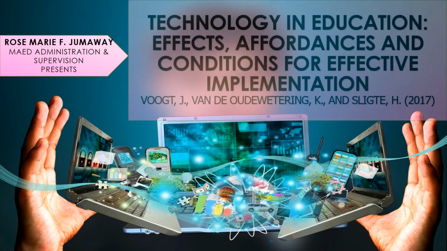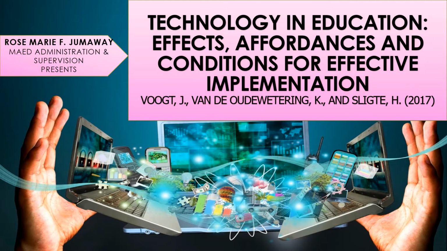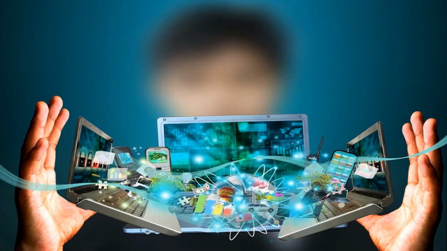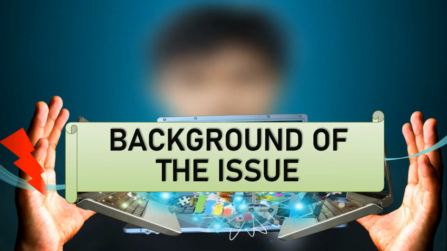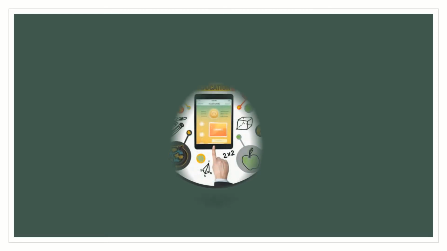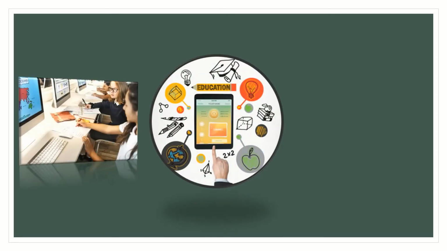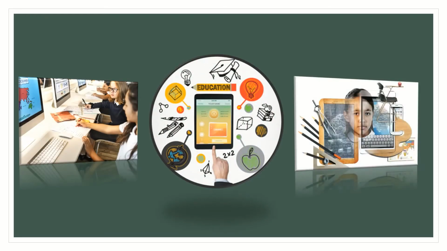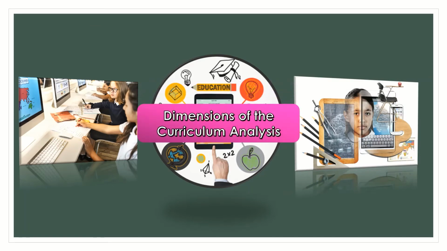Humaway, and today we will be talking about an issue entitled Technology in Education: Effects, Affordances, and Conditions for Effective Implementation. First, let us see the background of the issue. This study has been conducted to find out about the potential and impact of technology to change curriculum practices considering the following dimensions of the curriculum analysis in the OECD Education 2030 project.